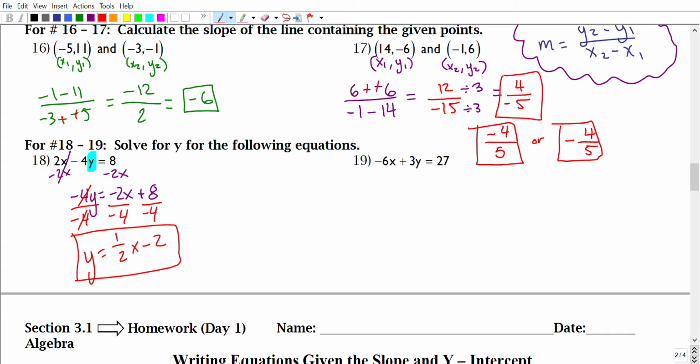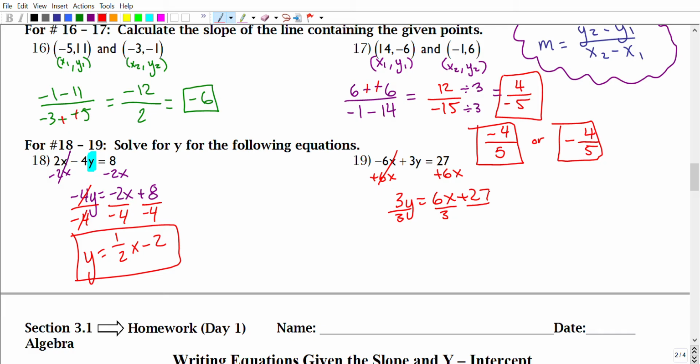Okay, so why don't you go ahead and pause the video for a second. This will be the last one for today. So go ahead and pause the video and try number 19 out. All right, let's go ahead and take a look at it. So again, we're solving for y. So let's get rid of that negative 6x by doing the inverse operation, which would be adding 6x. So we get 3y equals 6x plus 27.